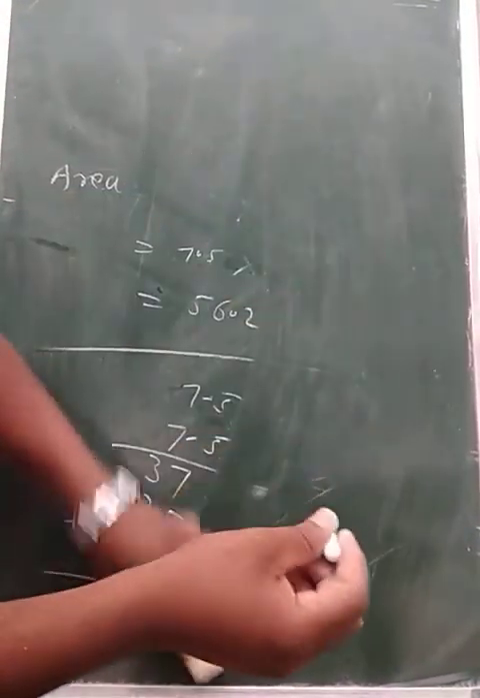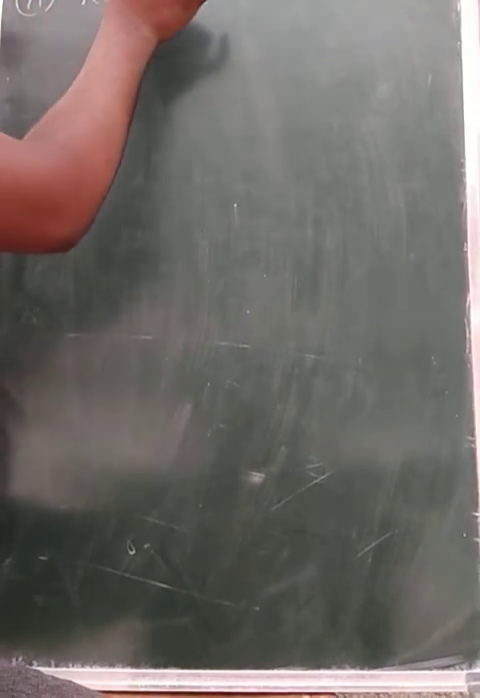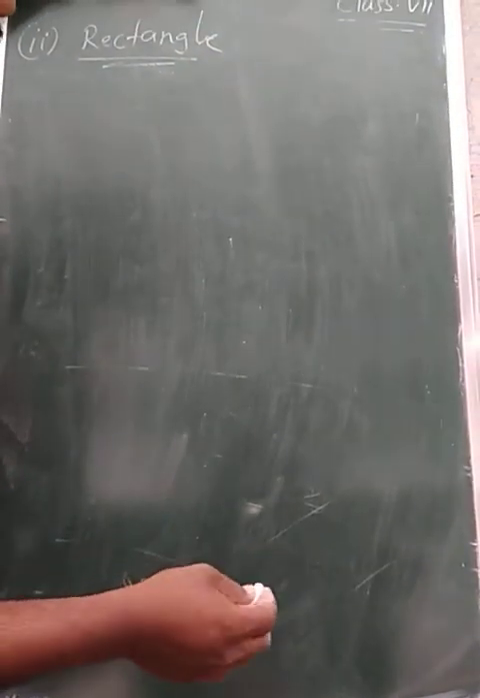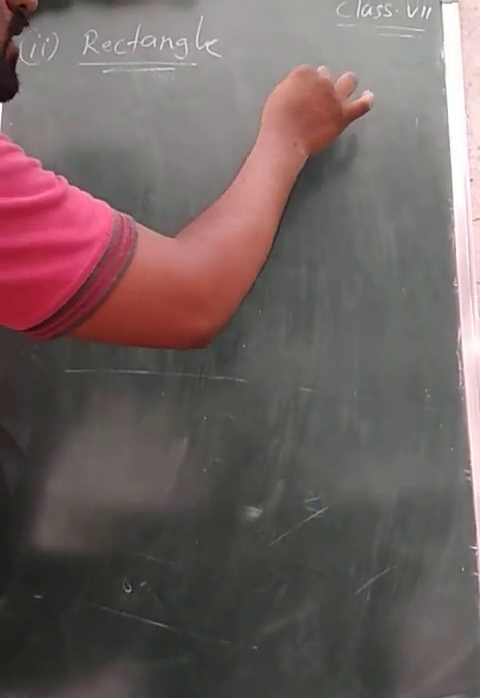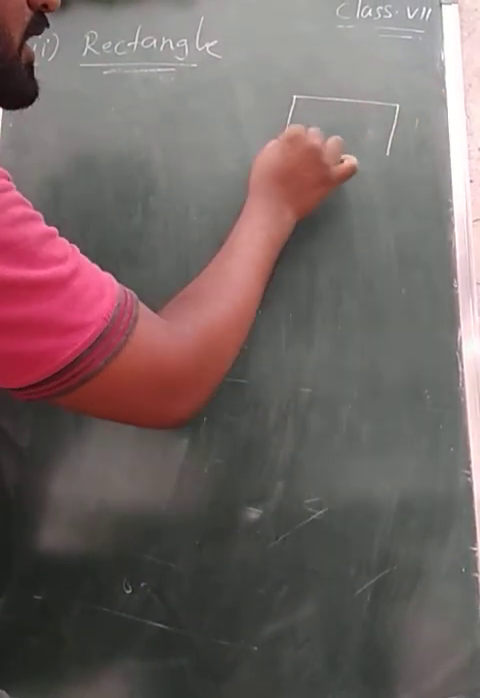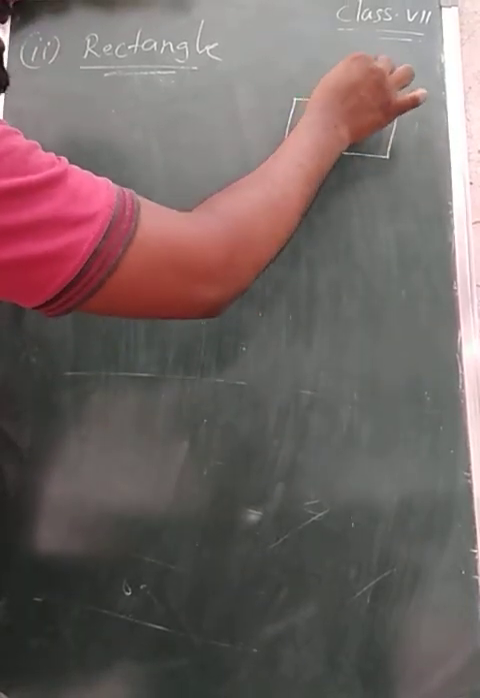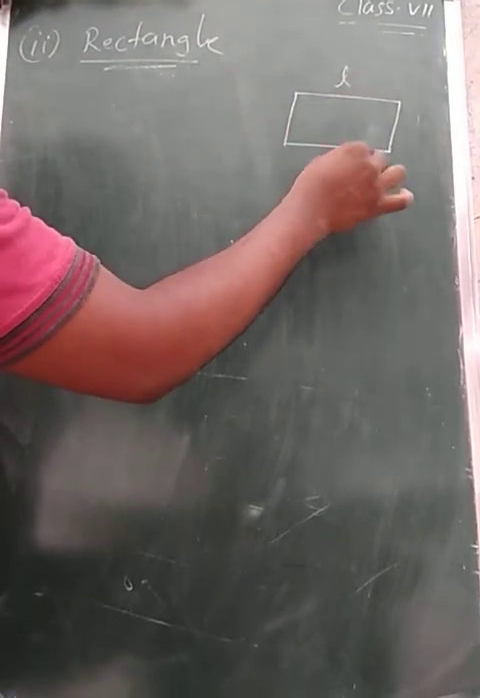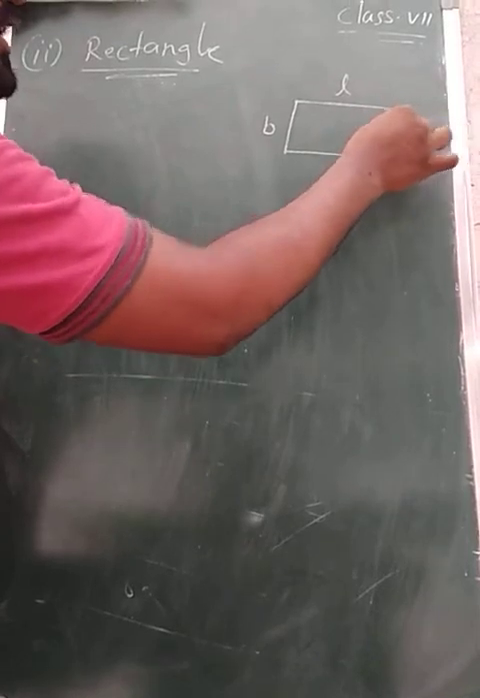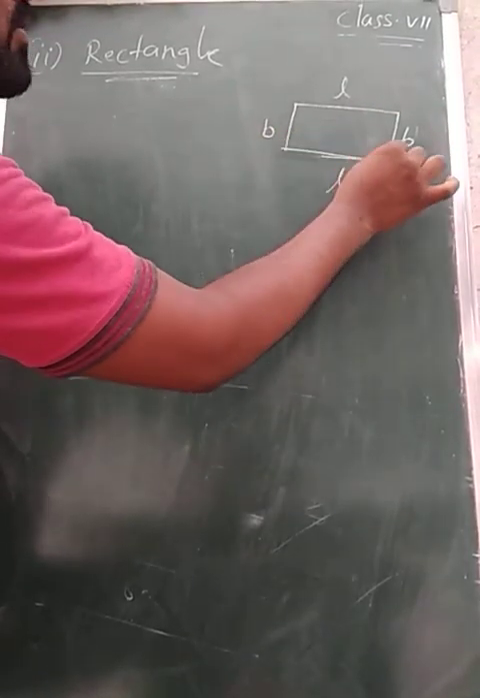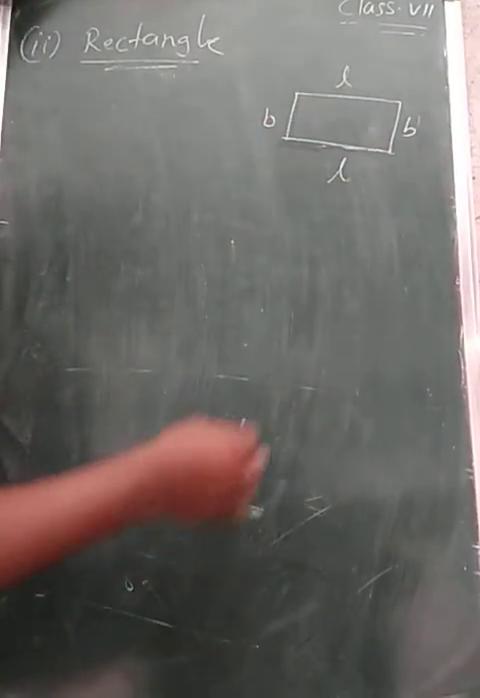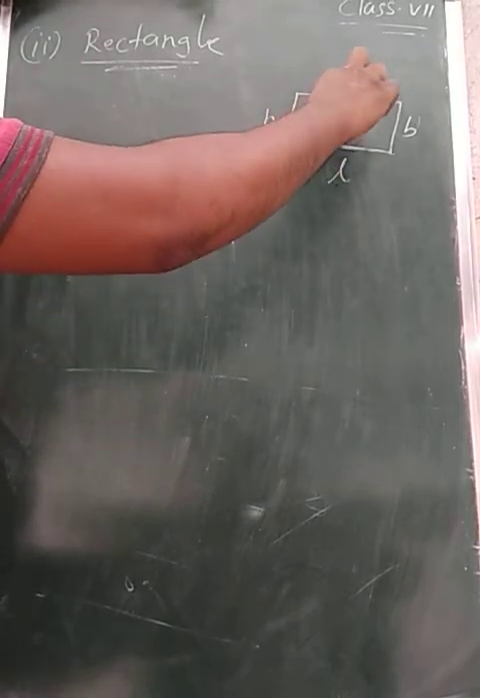Next plane figure is a rectangle. We know this is a rectangle. So this is the length of a rectangle and this is the breadth of a rectangle. This is the length of a rectangle.